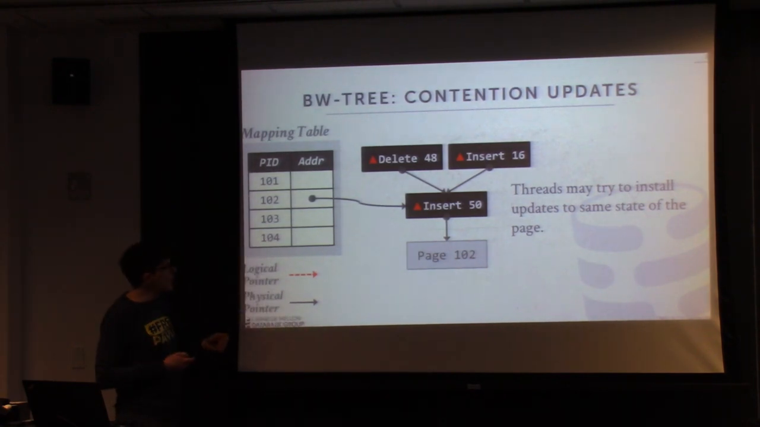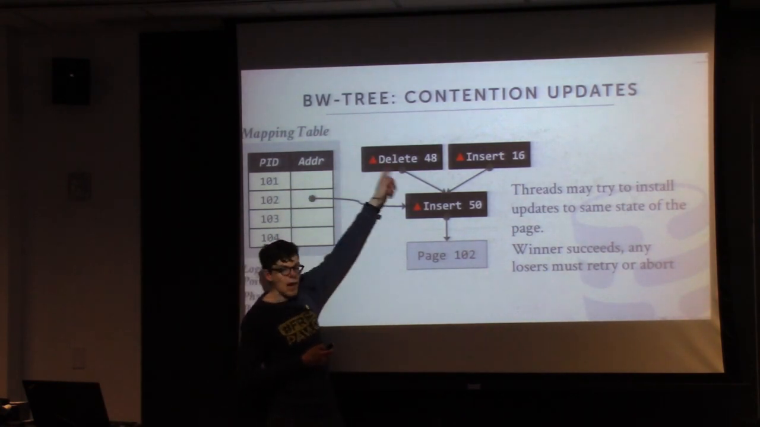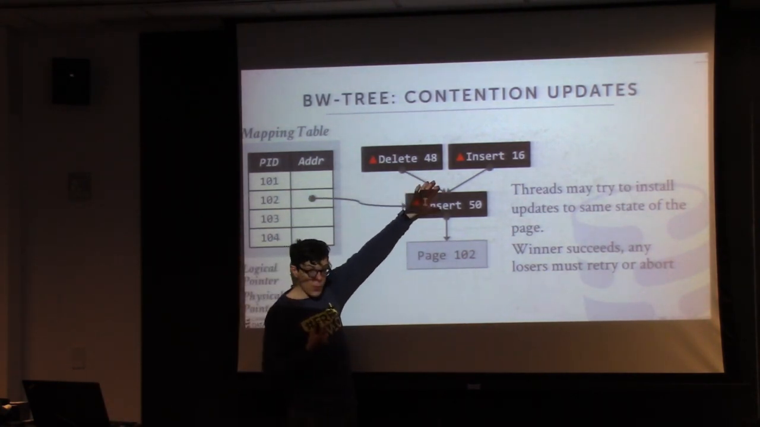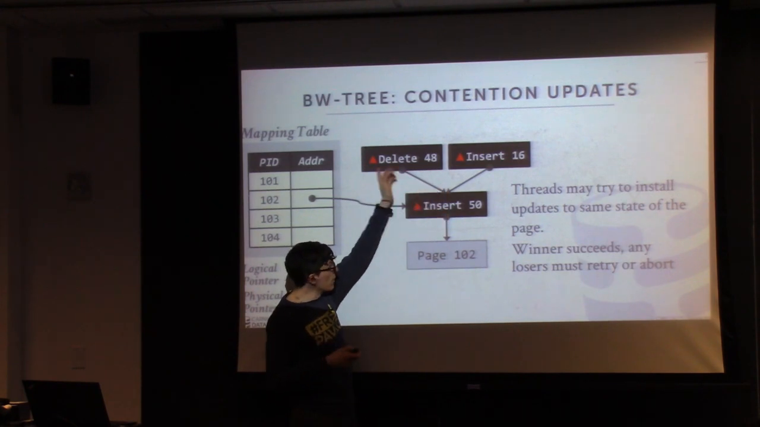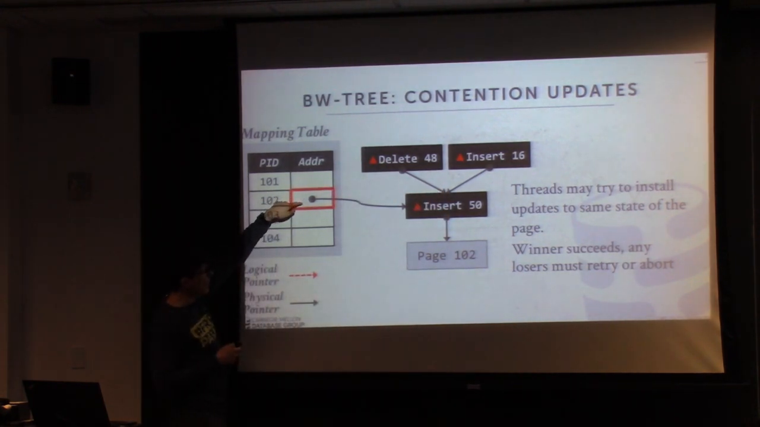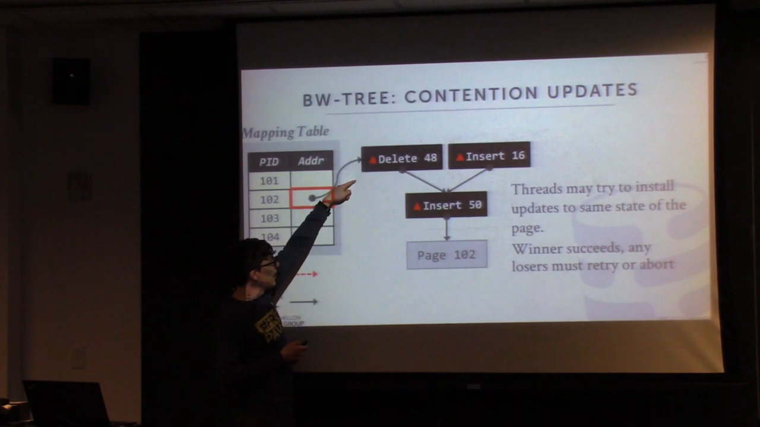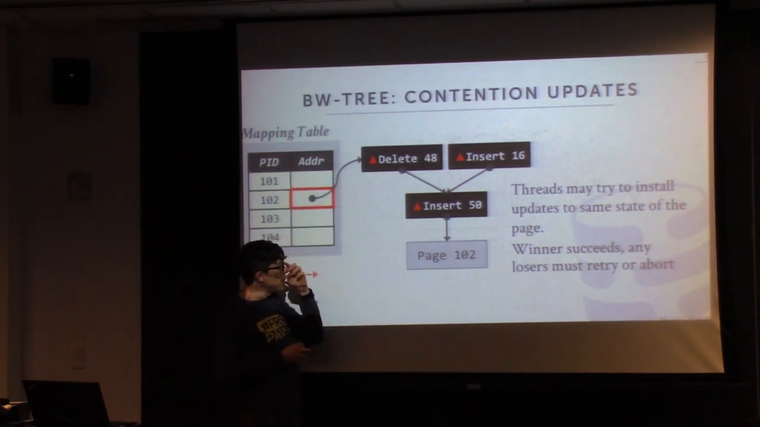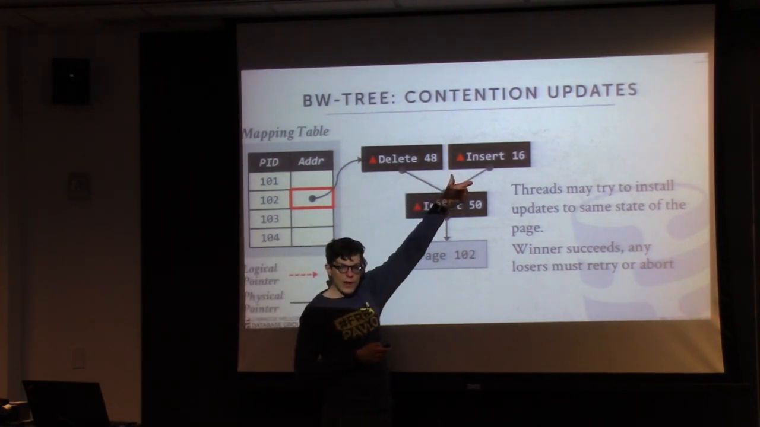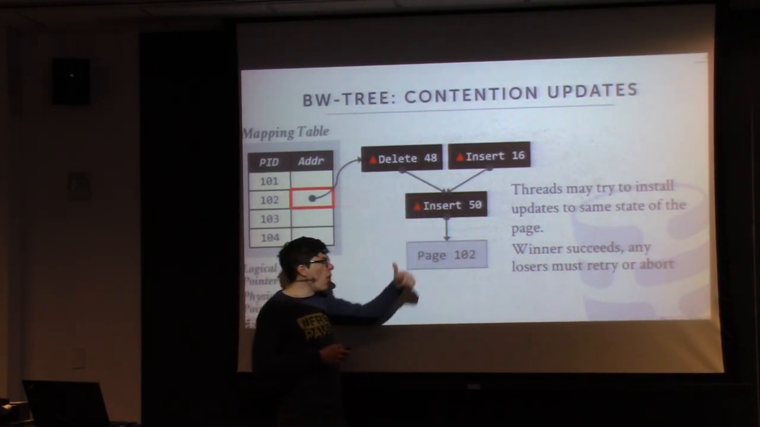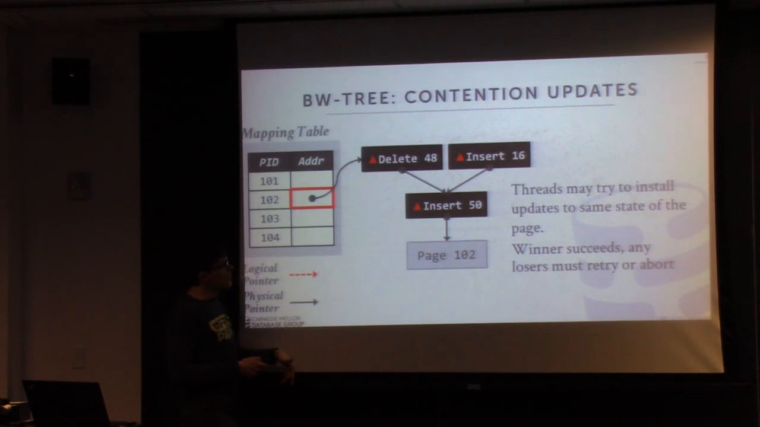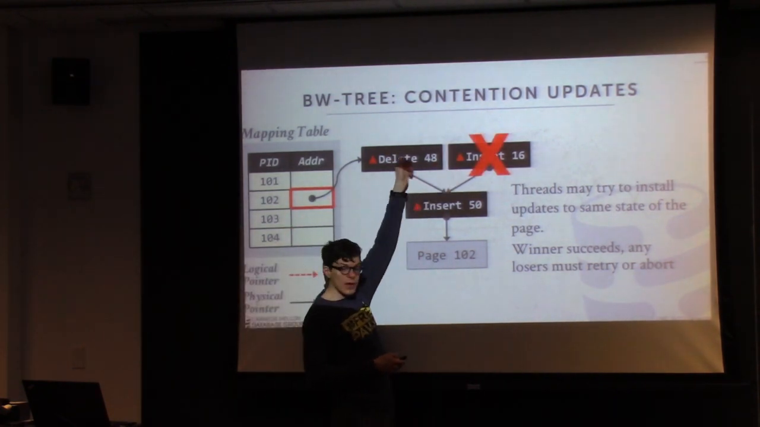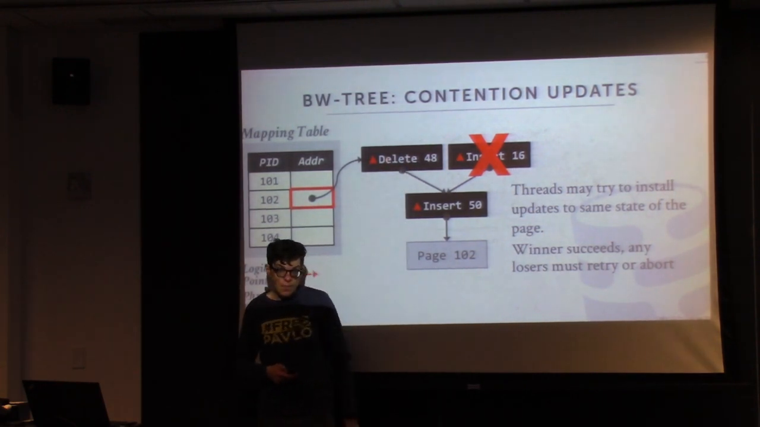They'll both try to do a compare and swap on this entry here to change the pointer to now point to either one of them. They're both going to have the same physical pointer because that's the way it just works. But when they try to do the compare and swap, say the first guy wins. So it knows that its delta record has been successfully installed in the chain. This thread would recognize that the compare and swap failed, so it had to come back and retry the change again, in which case it would put its insert on top of this thing because this is now the head of the version chain.